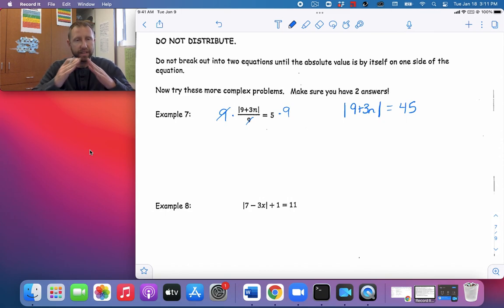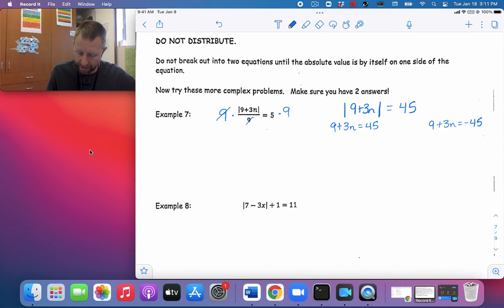From here, because now my absolute value bars are by themselves on one side of the equation, I'm going to split up my equation and get rid of those absolute value bars, because the expression 9 plus 3n is 45 away from 0. That means it could be at positive 45 or it could be at negative 45. So 9 plus 3n equals positive 45, and 9 plus 3n equals negative 45 are my two equations that I'm going to solve.